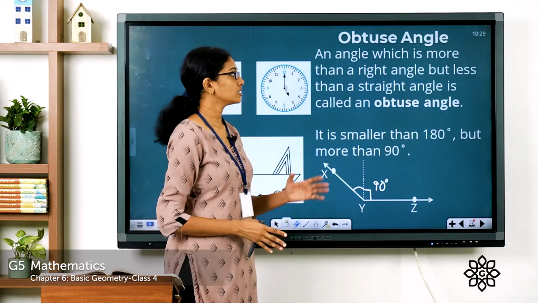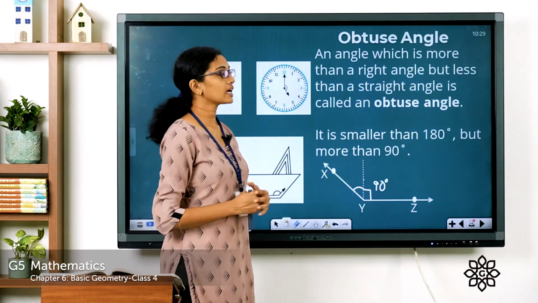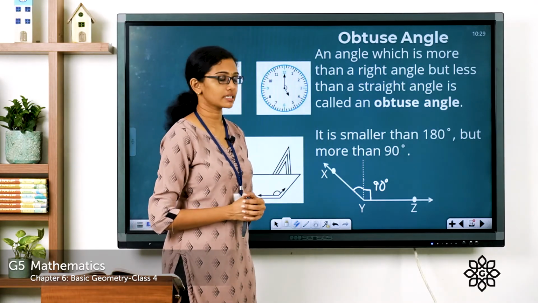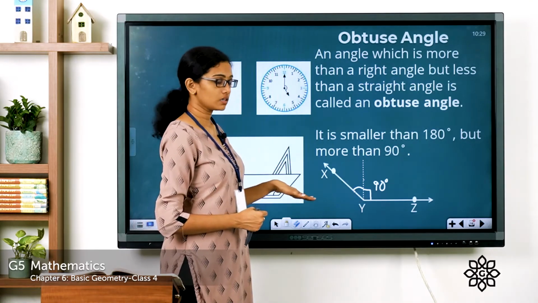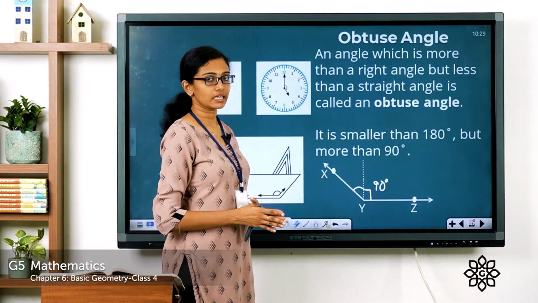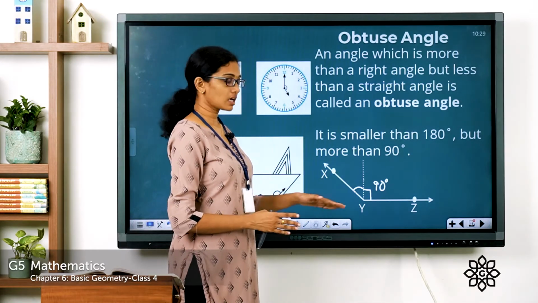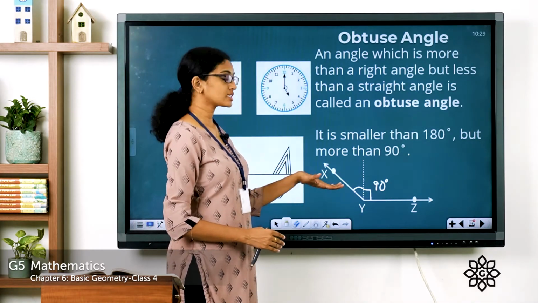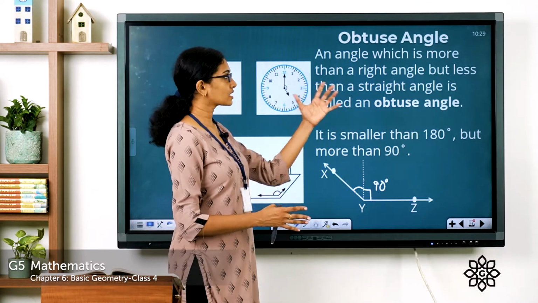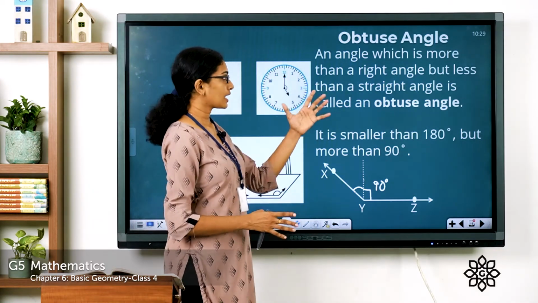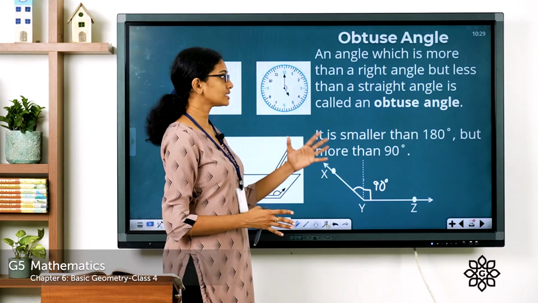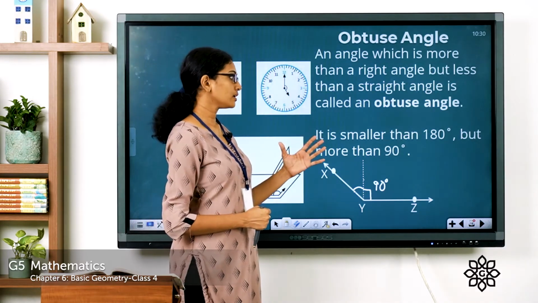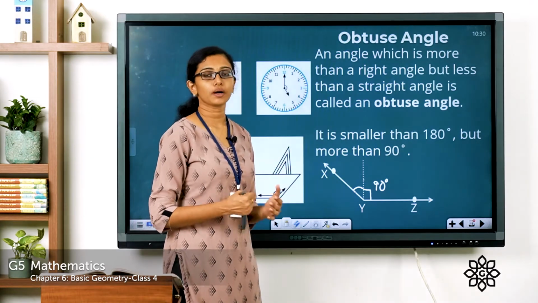So such an angle which is more than a right angle, or more than 90 degree, but less than a straight angle. It hasn't reached the point here. If it reaches here, it would be 180 degree. But this angle hasn't reached the 180 degree mark. It has passed beyond the 90 degree and it is less than 180 degree. So such an angle is called an obtuse angle. An angle which is more than a right angle but less than a straight angle is called an obtuse angle. It would be more than 90 degree but smaller than 180 degree.